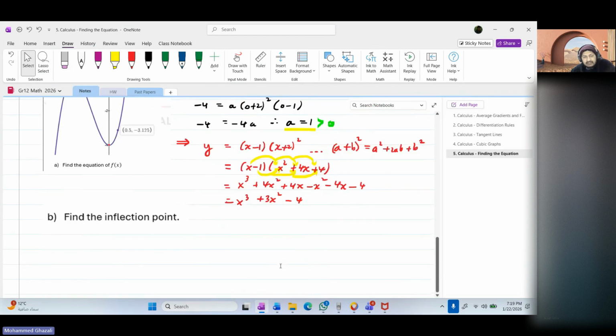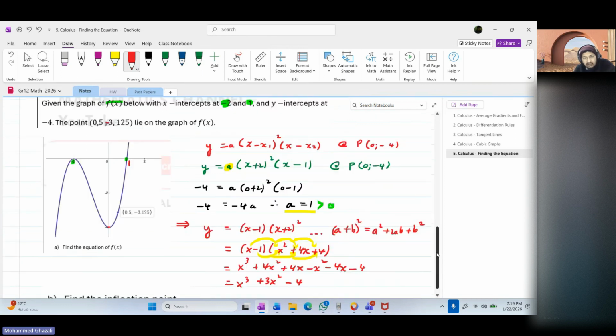Inflection point is found by taking the double derivative and setting it equal to 0. So the inflection point looks like it's going to be somewhere around here, where the concavity changes, where the graph changes from sad to happy or from happy to sad. I don't know what the exact value is because we need to solve it. The inflection point occurs somewhere around here because this is where the graph changes from sad to happy.